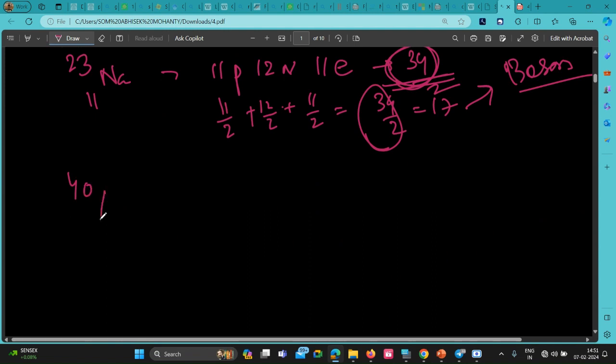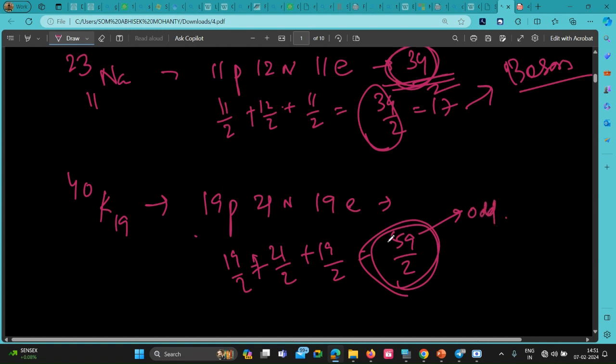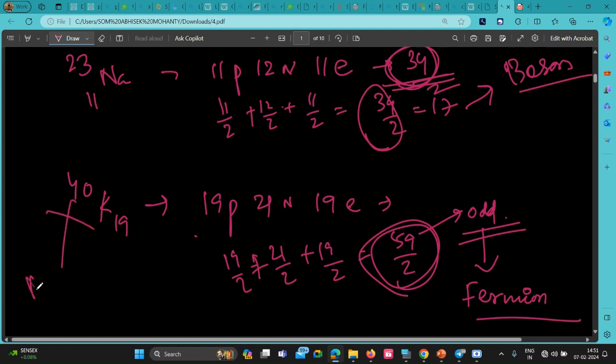Now, potassium 40, 19. This will be what? 19 protons, 21 neutrons, 19 electrons. 19 by 2 plus 21 by 2 plus 19 by 2. If you see, this one is 59 by 2. This is half-integral, because this is non-divisible. It cannot be divided by 2. Half-integral means this is a fermion. This is not a boson.